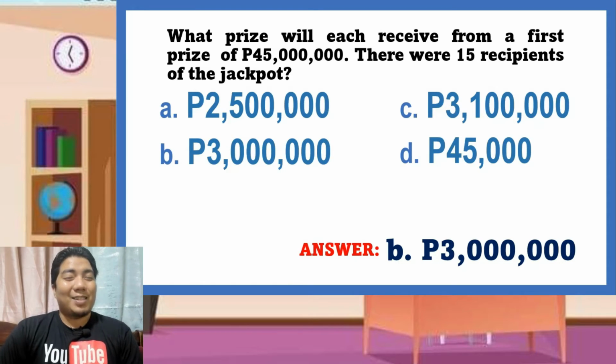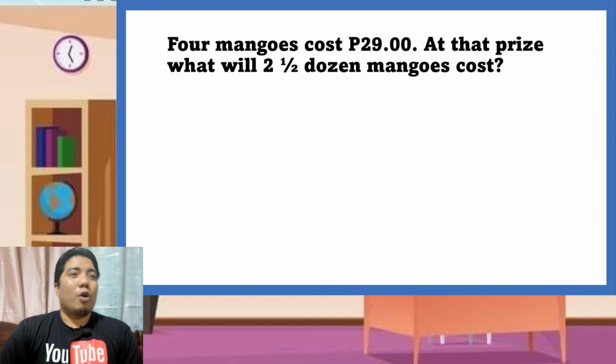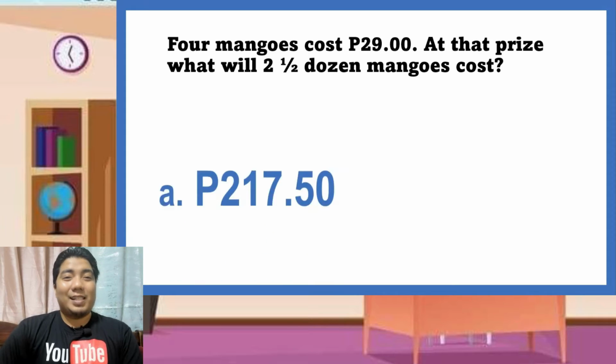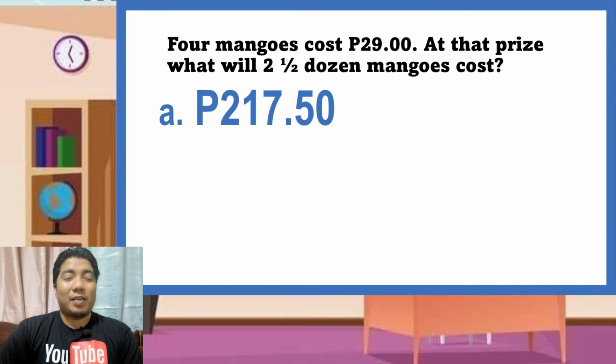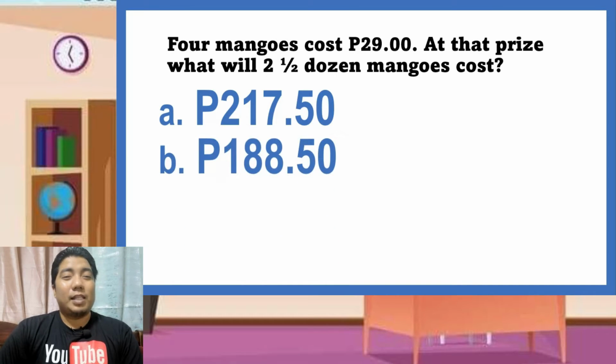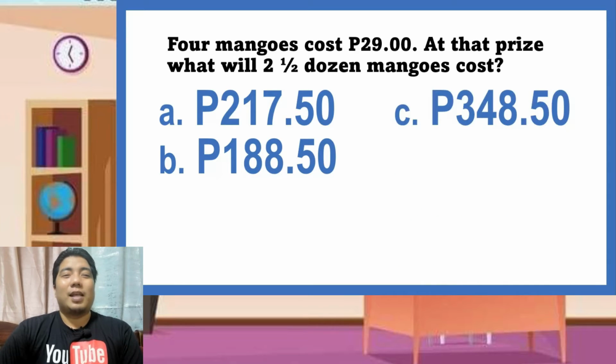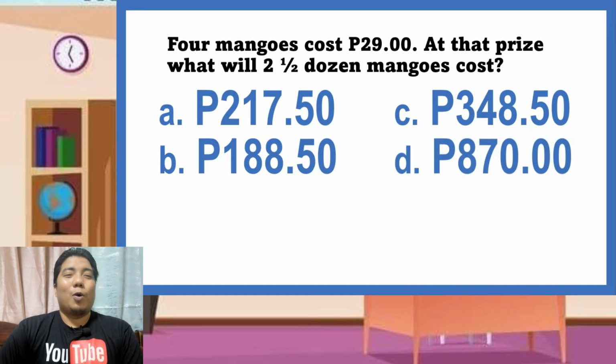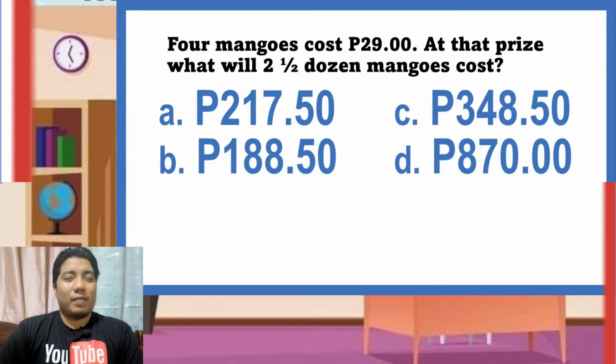Alright, now let us go to the next problem. 4 mangoes cost 29 pesos. At that price, what will 2 1/2 dozen mangoes cost? Is it A, 217 pesos and 50 centavos? Is it B, 188 pesos and 50 centavos? C, 348 pesos and 50 centavos? Or letter D, 870 pesos?